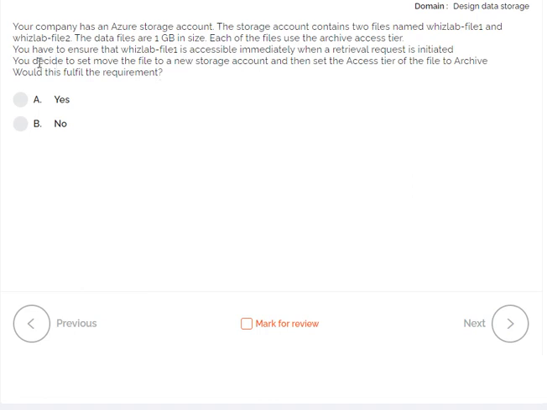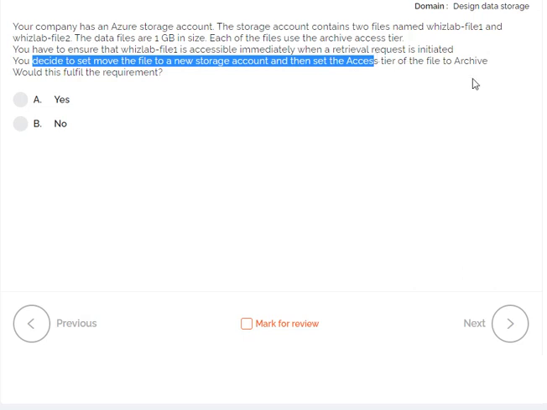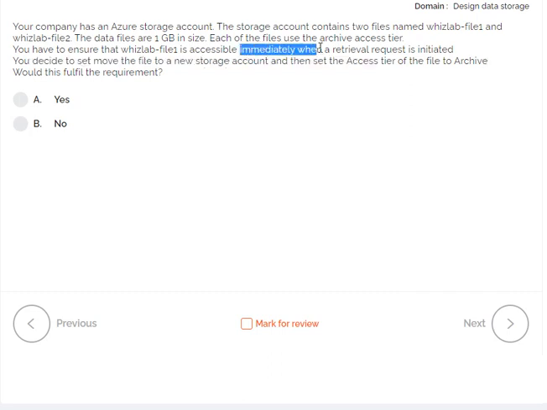But what is the requirement? We decide to move the file to a new storage and then set the access tier of the file to archive. This is not the correct answer because, as I explained, in case of archive we need to hydrate and we cannot get the file directly. The requirement is that it should be immediately accessible, so that is not met. So the correct answer is no.